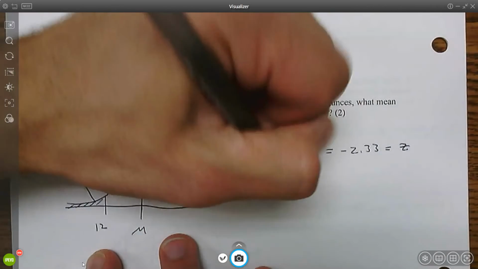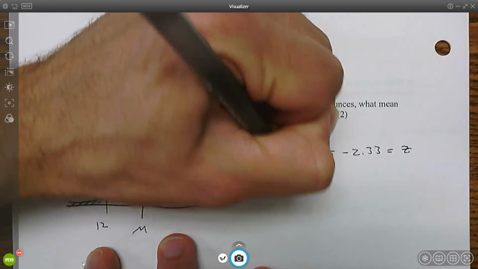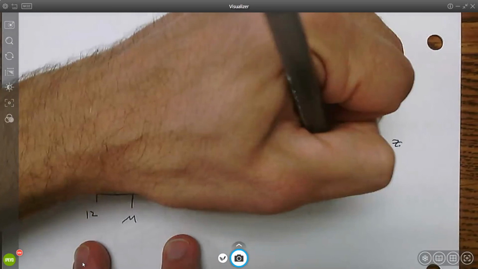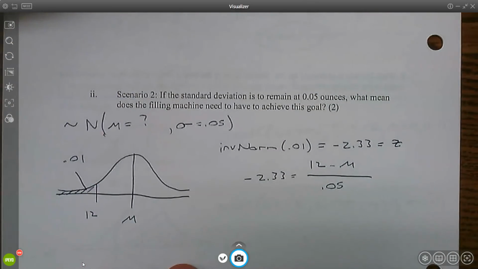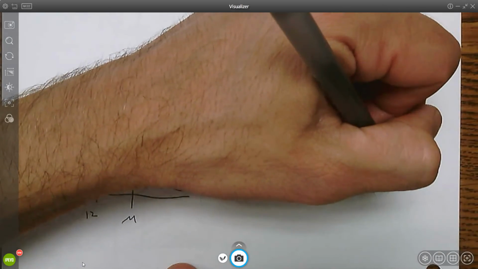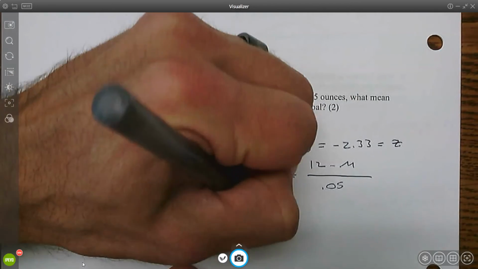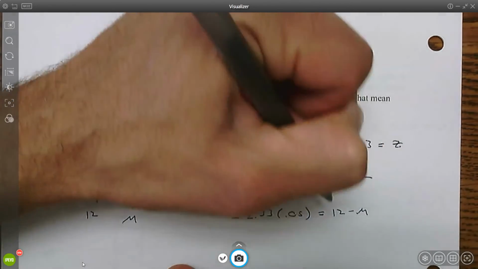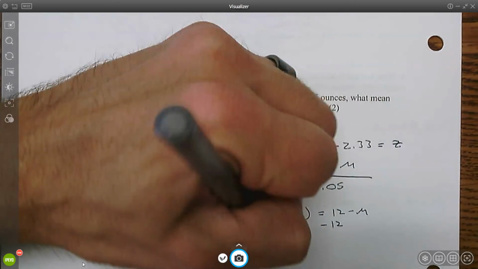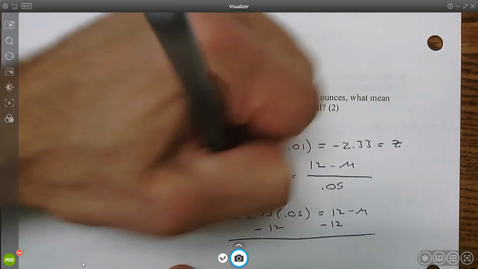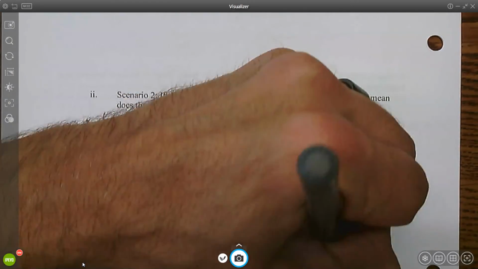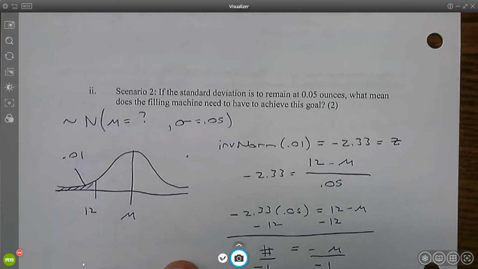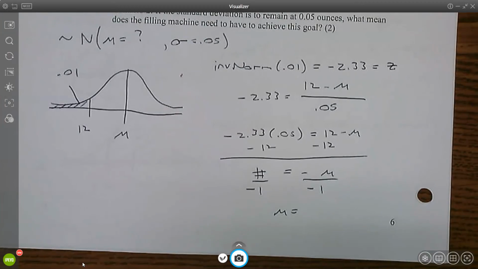Okay. So -2.33 equals the value 12 minus the mean mu divided by the standard deviation 0.05. So I'm going to multiply both sides by 0.05. Negative 2.33 times 0.05 equals 12 minus mu. So I could subtract the 12. And then whatever this number is equals negative mu divided by negative 1. You don't have to show all those steps, but that's the algebra behind it.